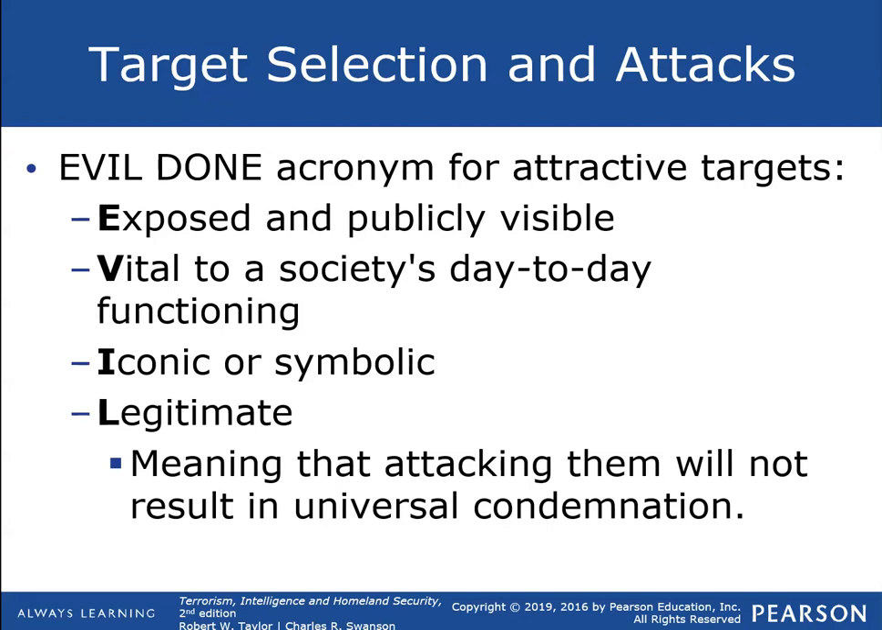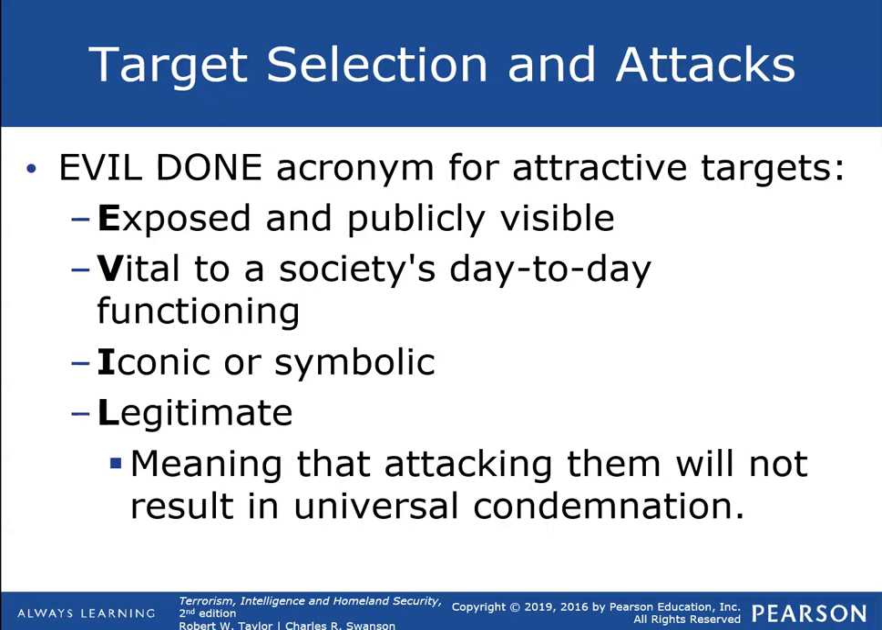Next, vital to society's day-to-day functioning, or perhaps even survival. These targets are the element of a country's infrastructure, things like electrical grids or pipelines or computer networks, water supply, even transportation systems. Next would be iconic or symbolic. When a picture of it is shown, many people can instantly identify it. Does that kind of make sense? Illustrations of icons in the United States include, let's say, the Statue of Liberty, the White House, the Pentagon, the Golden Gate Bridge. Global examples might be places like the Eiffel Tower, the Colosseum, or even the Taj Mahal. So these are iconic or symbolic areas or places.